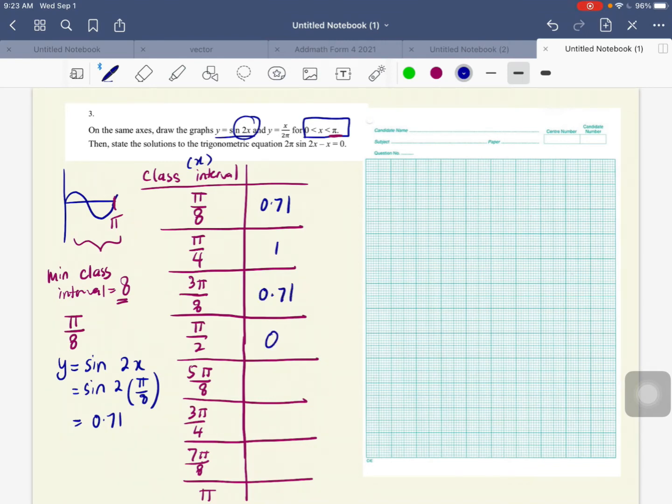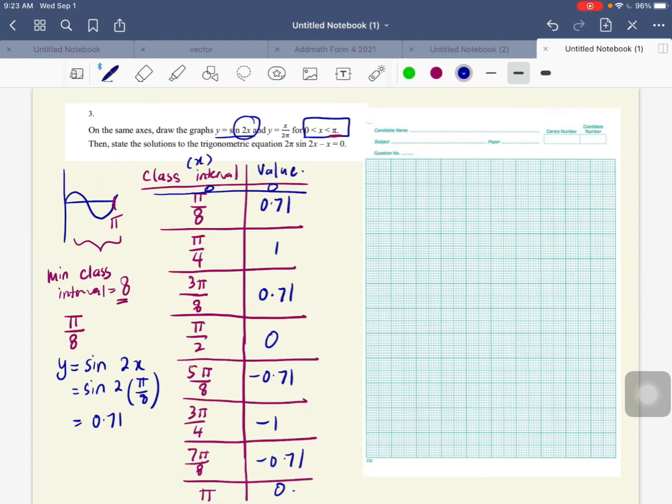Pi over 2 gives 0. 5 pi over 8 is negative 0.71. 3 pi over 4 is negative 1. 7 pi over 8 is negative 0.71. And pi is equal to 0. We should have another one just now: we have to start with 0, and sine 0 is 0. So these are the values.